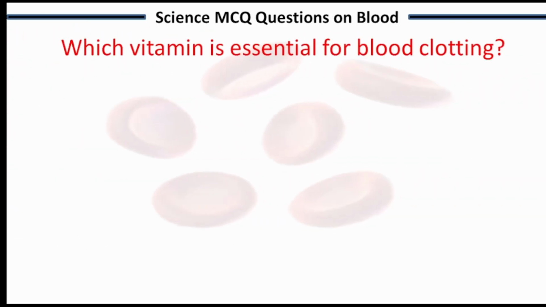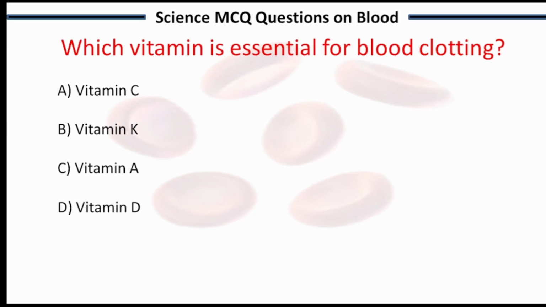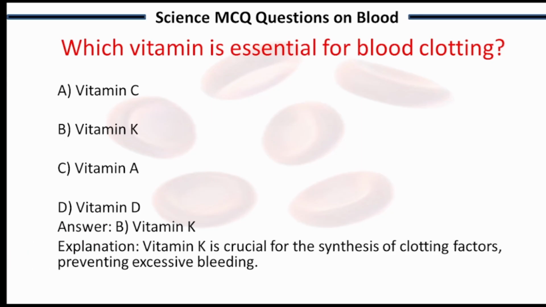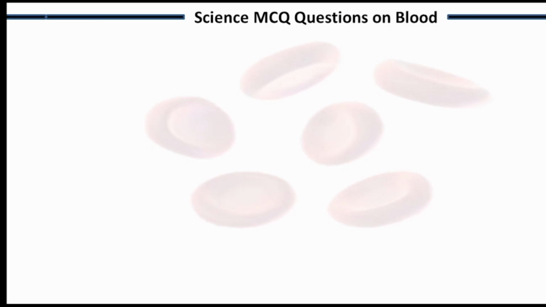Which vitamin is essential for blood clotting? Option A, vitamin C, option B, vitamin K, option C, vitamin A, or option D, vitamin D. Right answer is vitamin K. Vitamin K is crucial for the synthesis of blood clotting, preventing excessive bleeding.